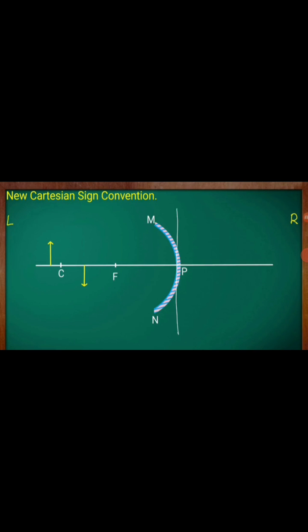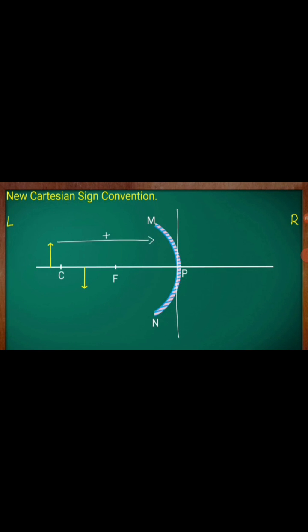Now, if I just consider this line which is passing through the pole of the mirror, then the distance which is measured from the pole of the mirror towards the object is called the object distance. So, if it is from left to right, we have to consider the sign as positive, and if it is from right to left, then the sign is to be taken as negative.